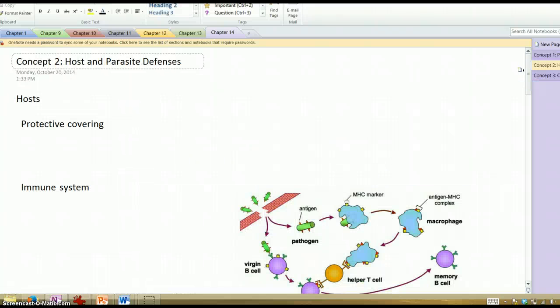All right, now let's move on to section 2, see how far we get.